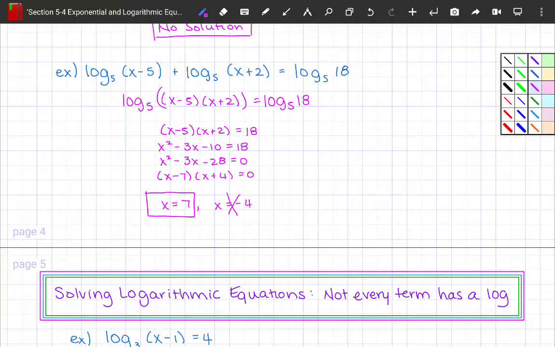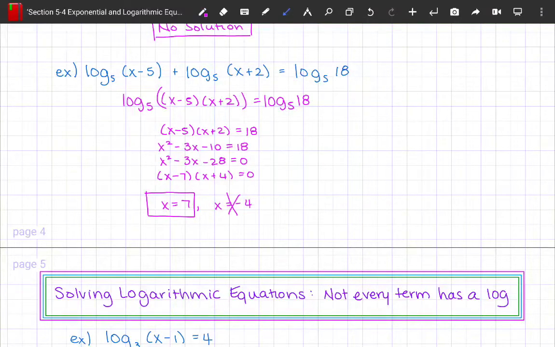All right, and this is what you should have gotten. So again, condense. In this case, we're using the product property to condense. Each side now is a single log, so you can equate the arguments. This was a quadratic to solve. You get x equals 7 and negative 4, but negative 4 makes that argument negative, so we're going to throw it out. 7 is the only one that we're going to keep.